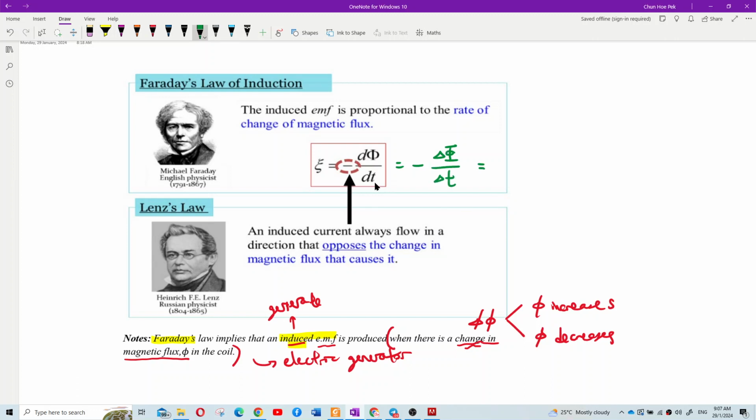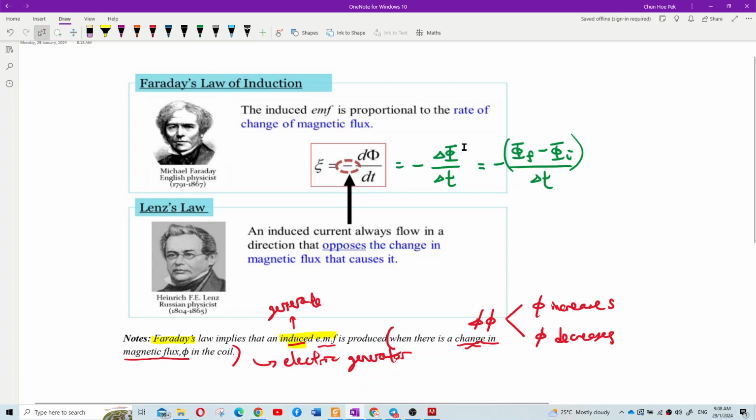So delta phi means you have flux final minus flux initial. Final flux minus initial flux, because the flux either increases or decreases. Of course, if you have multiple turns, this one actually should be the changes of flux, and there should be a capital letter.